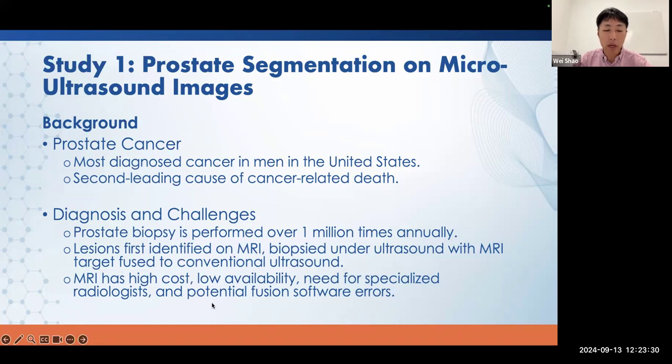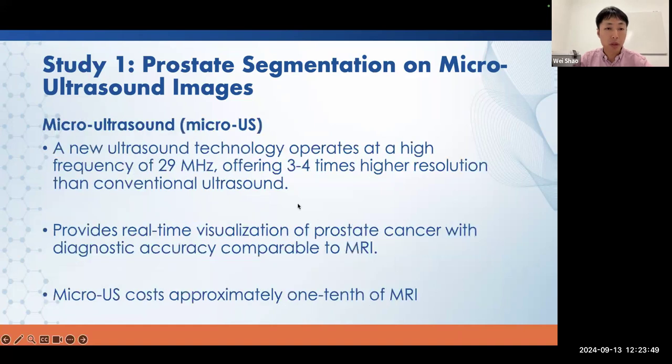Another potential error comes from the fusion. Because this is a two-session process, you first do the MRI, and when you do the biopsy, you need to fuse MRI with ultrasound, which is a challenging task that is prone to errors, and contributes about 50% of the diagnosis errors in this MRI-ultrasound fusion-guided biopsy.